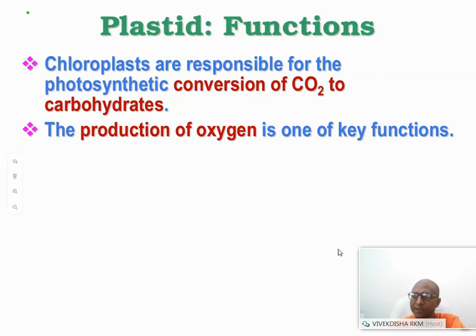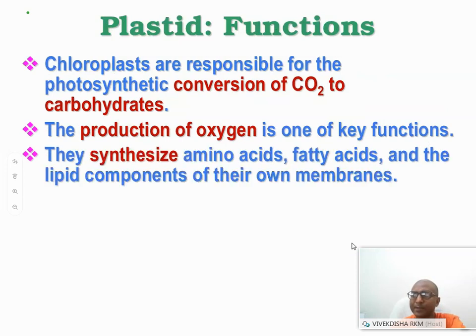The atmosphere on land gets its oxygen mainly from this type of process, from plants and protists. Many protists are on the sea, floating in nature, sometimes known as phytoplankton. So production of oxygen is also there. Plastids also synthesize several types of organic materials like amino acids, fatty acids, and lipids.